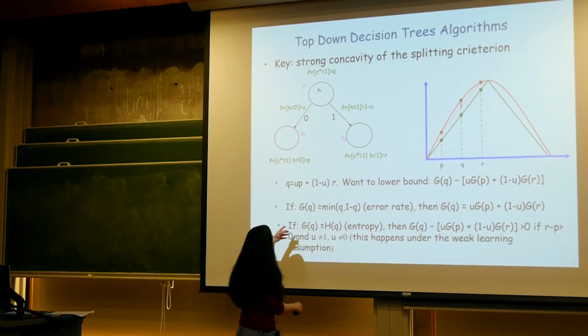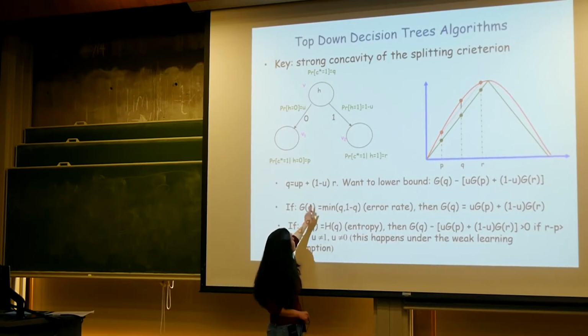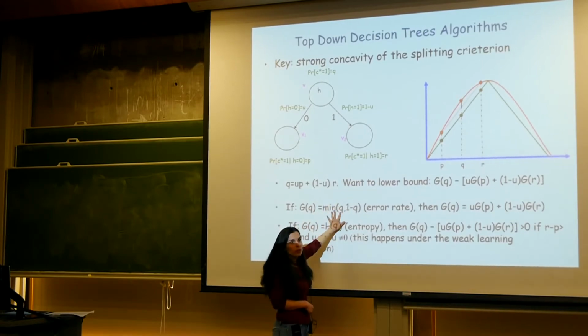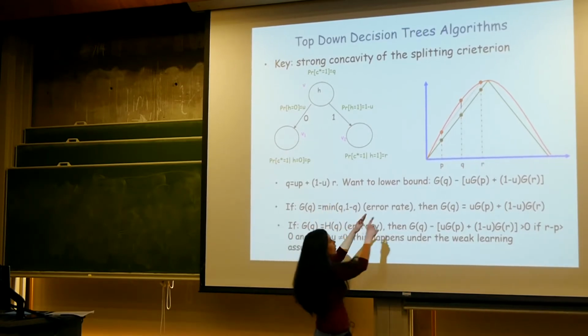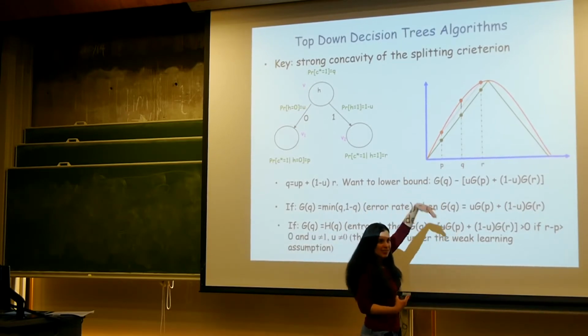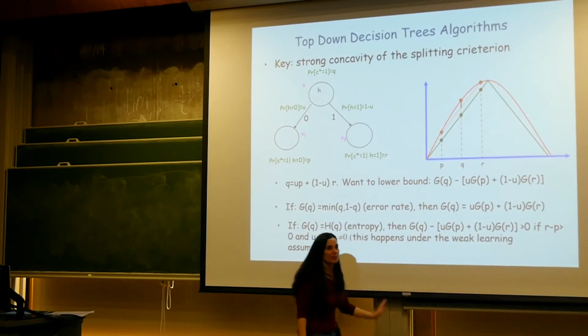In particular, what I mean here by linear is that the error rate, if you're at a node V over there and the fraction of positives is Q, is really the minimum of Q and 1 minus Q. And when you plot it, it's this green function, which is linear up to a half and then decreases again. This is what I meant.